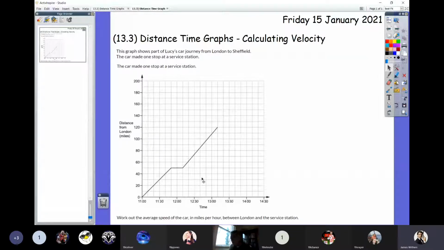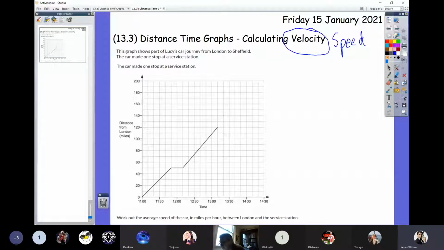There we go. So today's lesson, we're going to be combining the skills that we've learned from two of our earlier lessons. Last lesson, we were getting to grips with distance time graphs, like the one you can see here, and we were working out distances and times. We're going to be using distance time graphs again today, but to calculate speed, to calculate velocity. Velocity is just another name for speed. So we are going to be working out the speeds from these graphs.